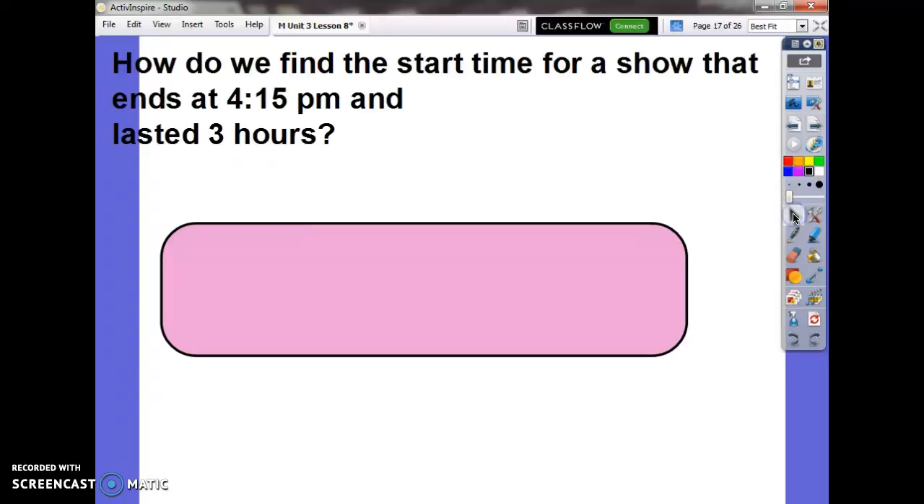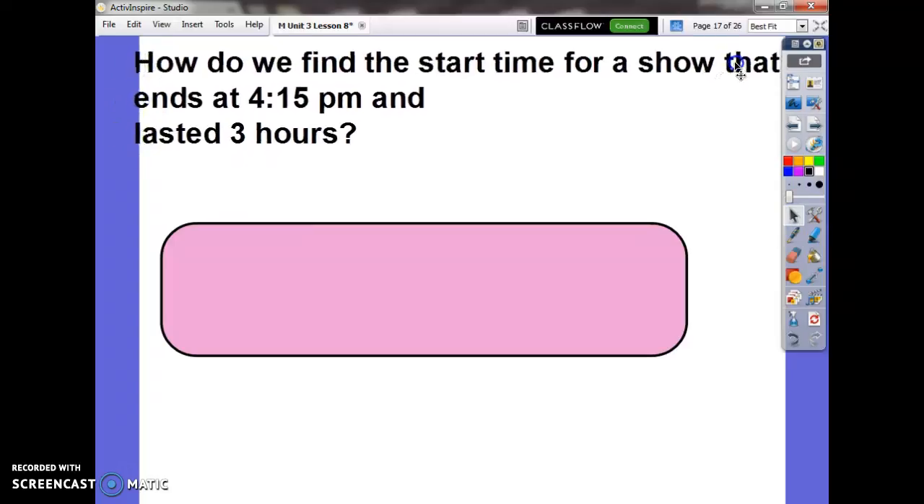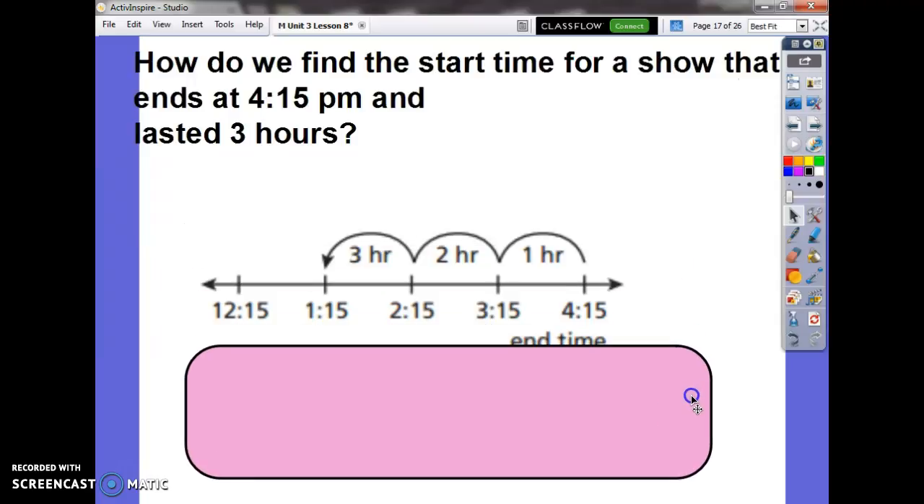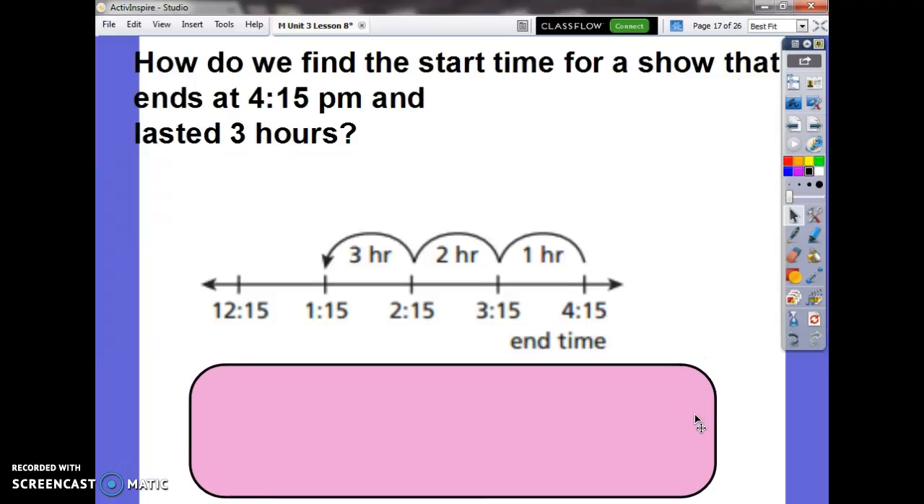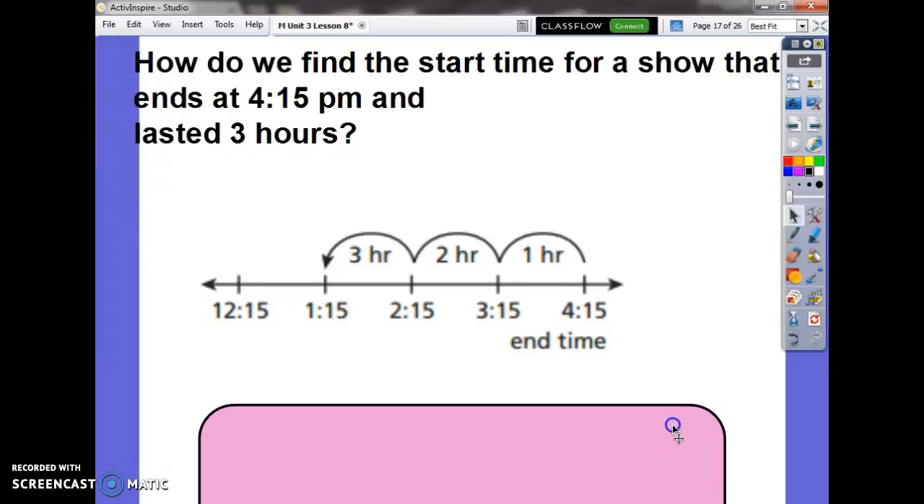All right. This next question says, how do we find the start time for a show that ends at 4:15 p.m. and lasted 3 hours? Here's your answer. Just slide down the box. The show ends at 4:15.